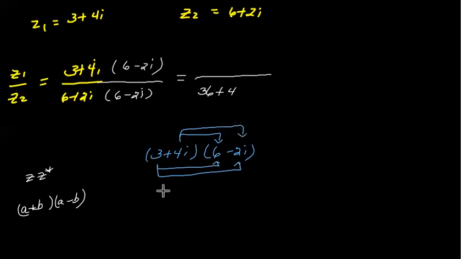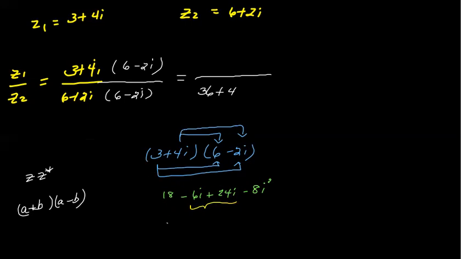3 times 6 is 18. 3 times minus 2i is minus 6i. 4i times 6 is 24i. And 4i times minus 2i is minus 8i squared. So I know I have to take a look right here. These are both i's, so I can do something there.